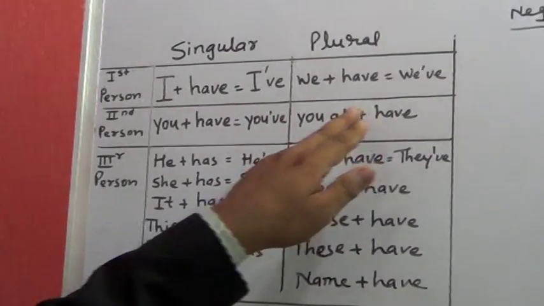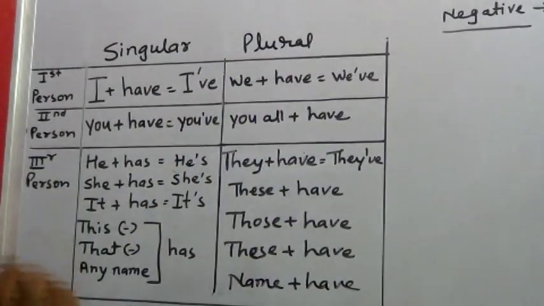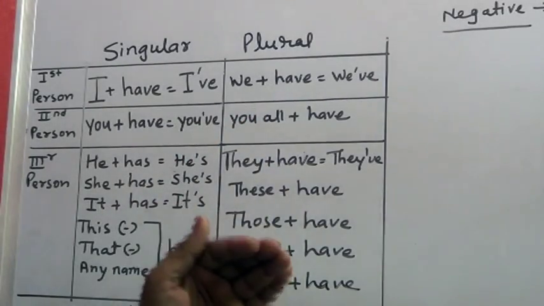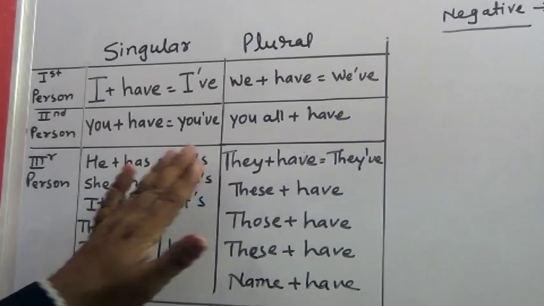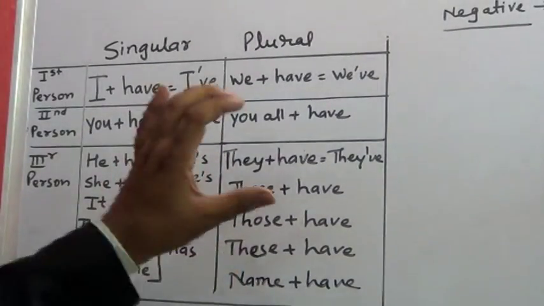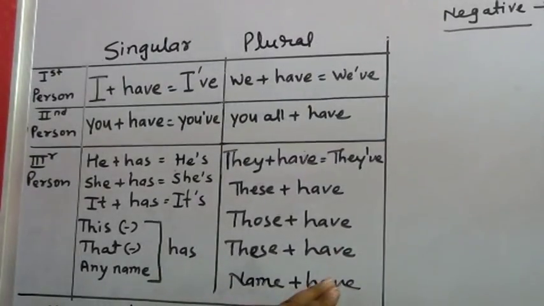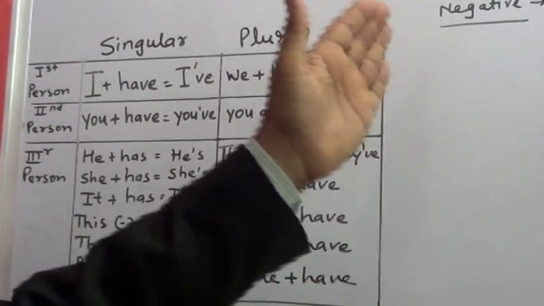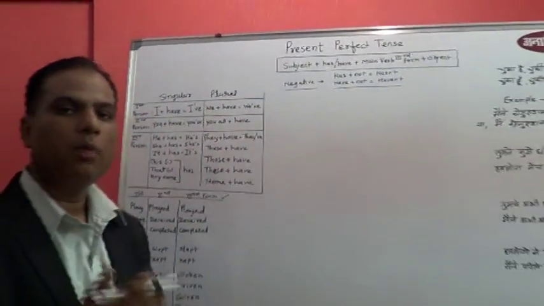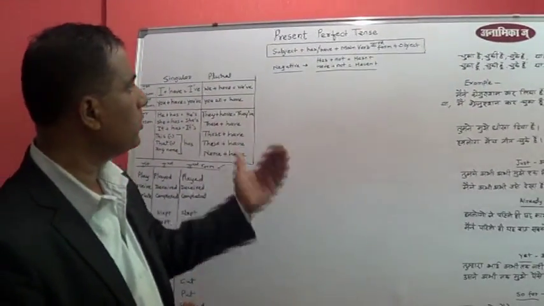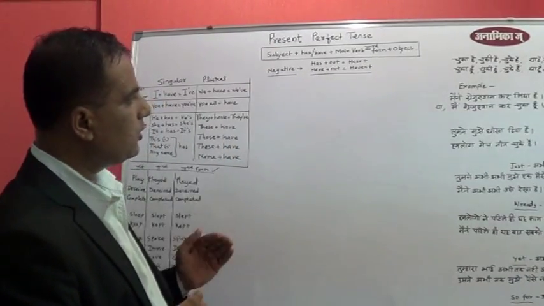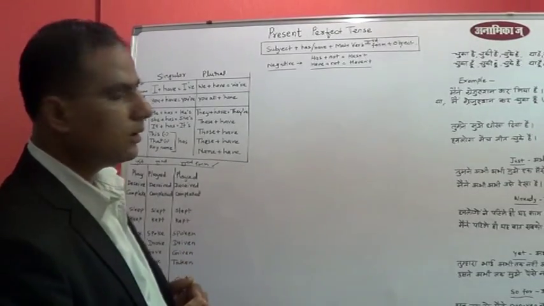Now let's take plural. We, always have will come. You all, again have is required. इसी तरह से they, these, those, name will always have for their structure. So this will help us frame proper sentences in positive of present perfect tense. Now let's try to make the sentence.